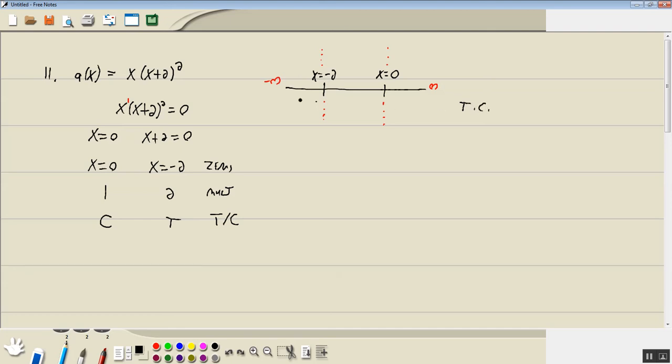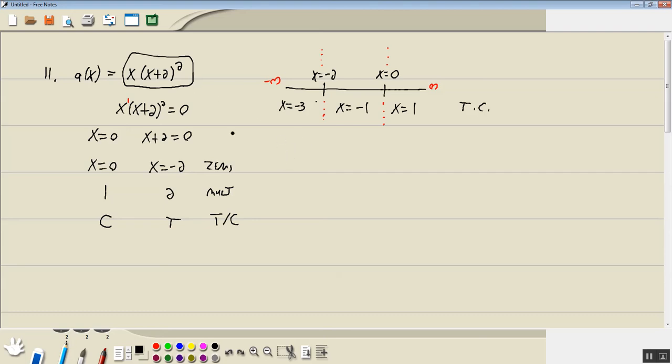Now I'll pick test cases. Something between negative infinity and negative 2, it doesn't matter what, let me pick negative 3. Something between negative 2 and 0, doesn't matter what, let's say negative 1. And something greater than 0, like 1 or 2. We're going to plug these into our original function and see if it gives us a positive or negative.